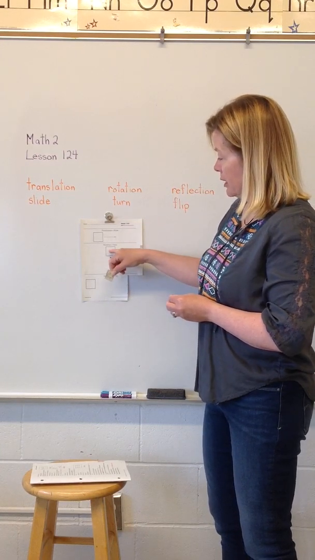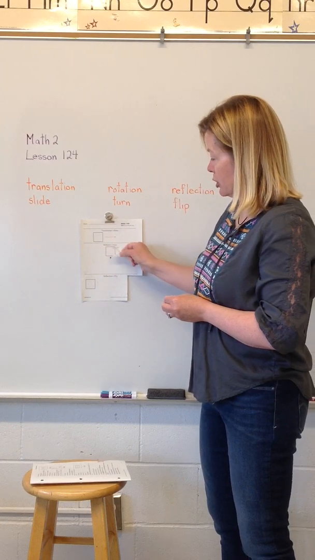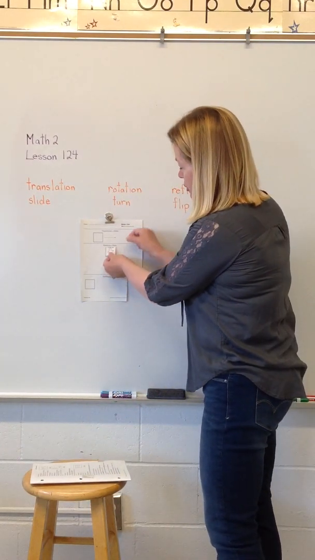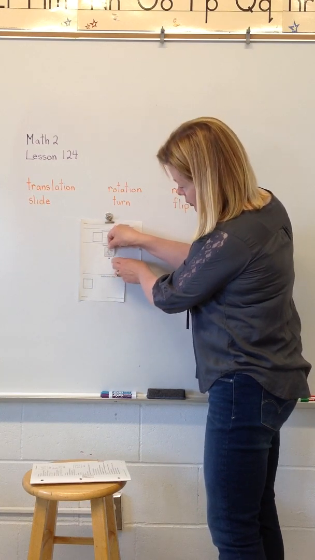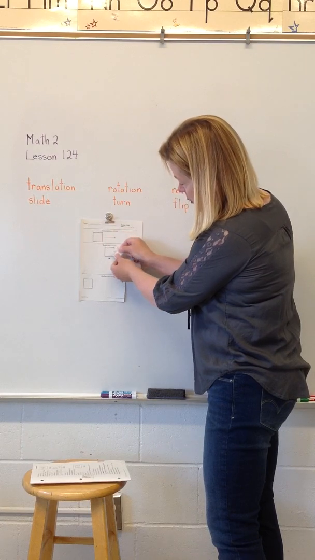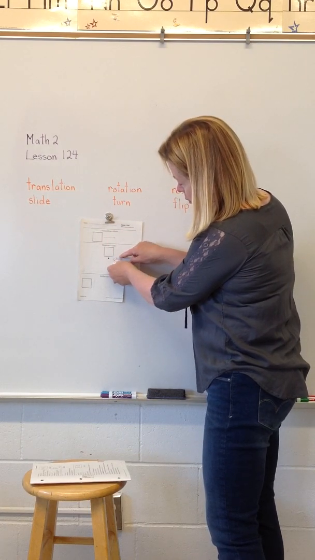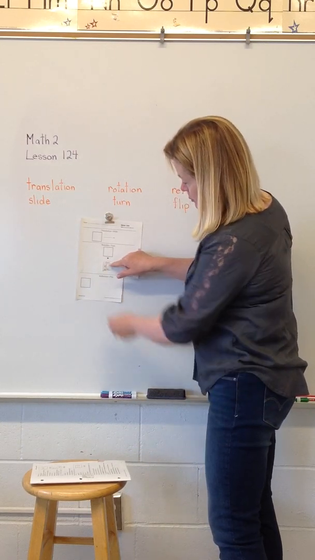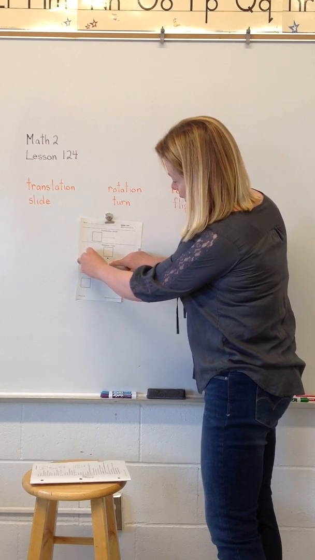Next, put him in the next box that says rotation or turn. Remember, I showed you with the giraffe that you pretend that his feet are on the dot, so his feet always have to stay on the dot as you rotate him around. So here he goes to the right. Now he's on the bottom. And now he's on the left.